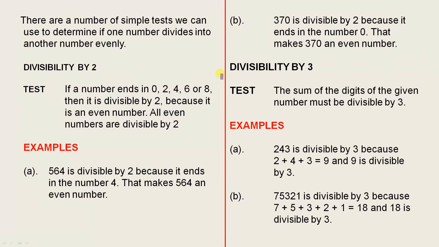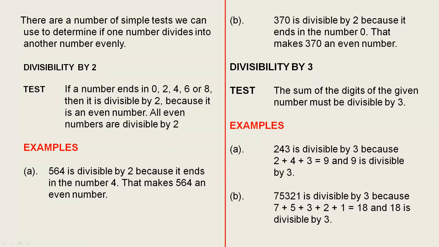The next one. 370 is divisible by 2 because it ends in the number 0. That makes 370 an even number. Let's look at divisibility by 3.